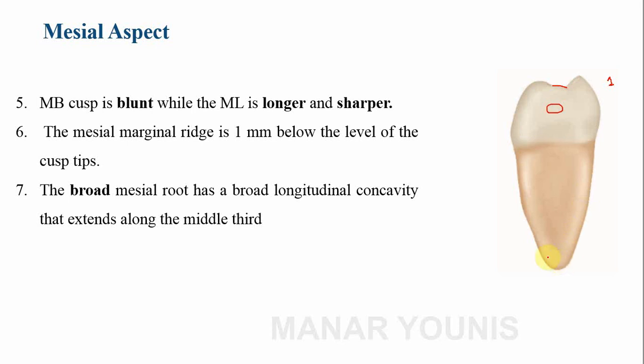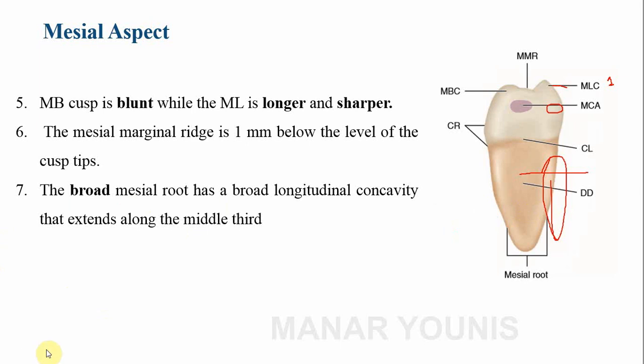This is the mesial root. The mesial root is broad buccolingually and characterized by having a broad longitudinal depression or concavity extending along its length from the cervical line toward the tapered apex. This concavity extends along the middle third of the crown. This is a broad longitudinal concavity.